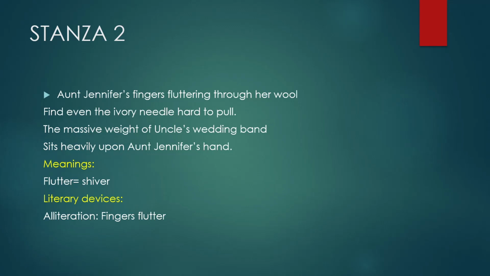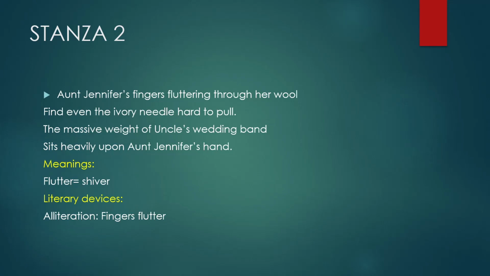So massive weight here means it had been very heavy, the wedding band. It doesn't mean that Uncle had given her a 25 kg ring. No, that means the wedding band itself had become a burden on her life. That's why she is unable to pull through the life. And the meaning of fingers flutter is shiver or shake. Literary device: alliteration. Fingers flutter, the F sound is repeated. If the same consonant sound is repeated, that is alliteration.